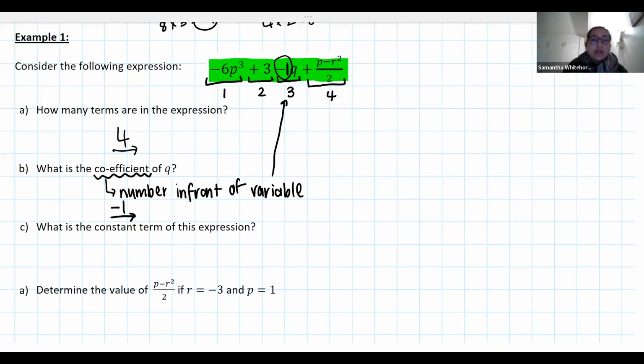Alrighty, so that's our coefficient question. Question C is asking what is the constant term of this expression. So in the chat, what is the constant term? And again, you obviously need to know what a constant is.